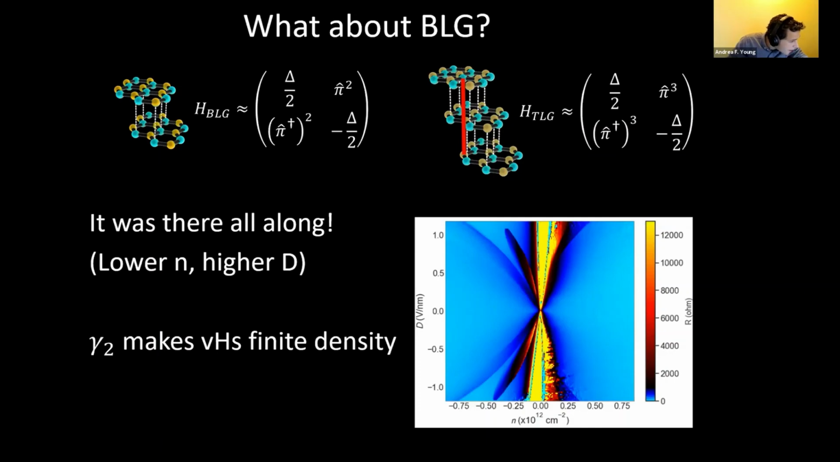Let's see, why is there a gap at n equals 0 and D equals 0 in ABC trilayer? Aren't the valence and conduction bands connected? Is the gap a many body effect? If so, what is the state? No, it is a single particle effect.